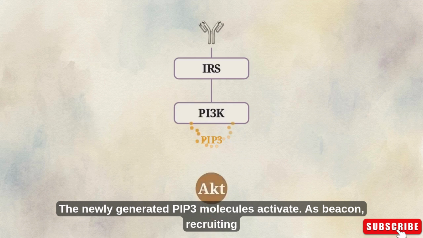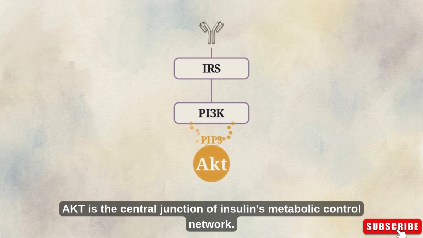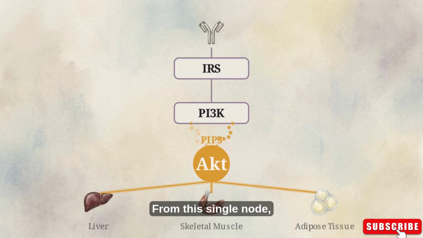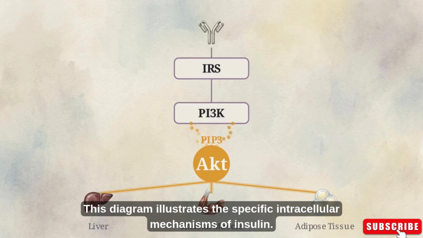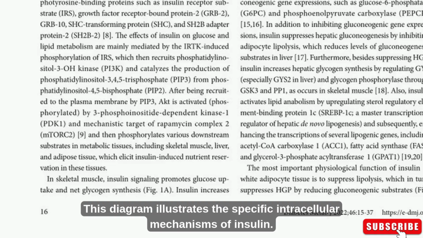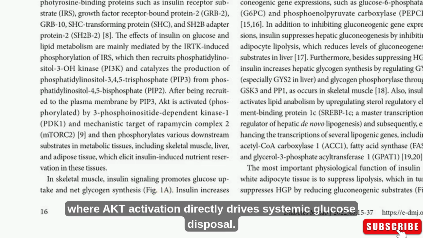The newly generated PIP3 molecules act as a beacon, recruiting and activating protein kinase B, commonly referred to as AKT. AKT is the central junction of insulin's metabolic control network. From this single node, the initial insulin signal branches out to execute diverse, organ-specific effects. This diagram illustrates the specific intracellular mechanisms of insulin. Looking at Section A, we see the muscle-specific pathway, where AKT activation directly drives systemic glucose disposal.